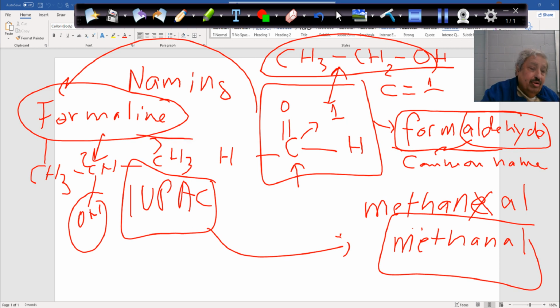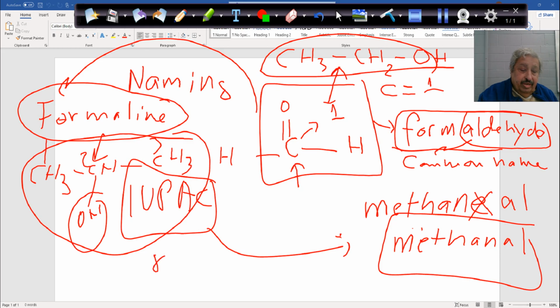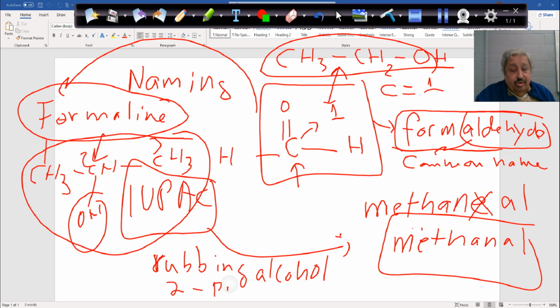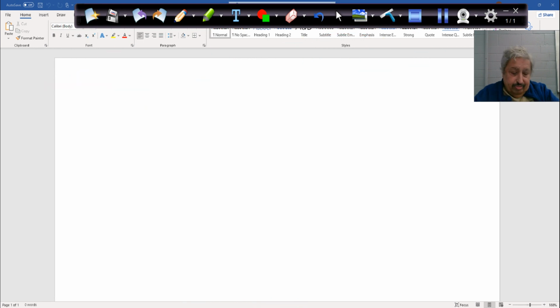But that's rubbing alcohol. You have to know what rubbing alcohol is. So the commercial name is rubbing alcohol. You'll find it in Walmart, in any pharmacy, and the IUPAC name is 2-propanol. The OH is on the second carbon. Okay, guys. So now let me come up with other bigger ones, and you tell me how we name this, and then we name the ketone, and then we'll stop.